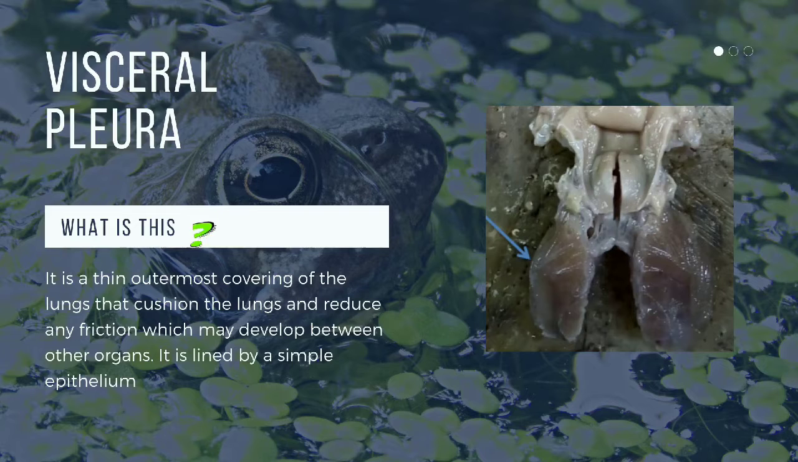Visceral pleura. It is a thin outermost covering of the lungs that cushions the lungs and reduces any friction which may develop between other organs. It is lined by a simple squamous epithelium.